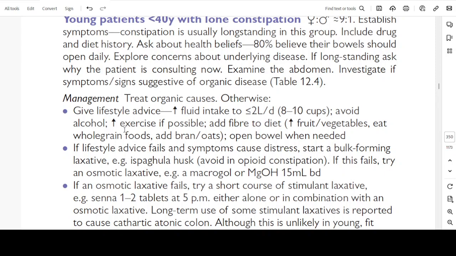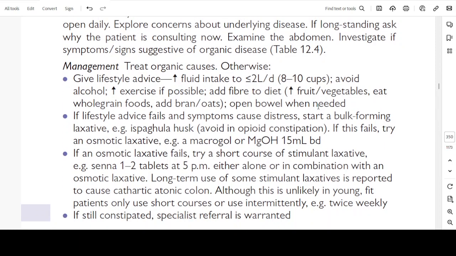Increase exercise if possible. Add fiber to the diet. Increase fruits and vegetables. Eat whole grain foods and add bran or oats. Open bowel when needed. If lifestyle advice fails and symptoms cause distress, start a bulk forming laxative like isafgula husk. Avoid in opioid constipation. If this fails, try an osmotic laxative like macrogol or magnesium hydroxide 15 ml BD. So first line is isafgula, second line is an osmotic laxative.